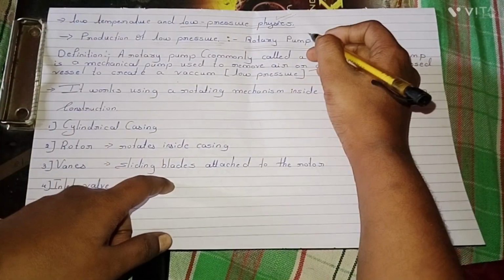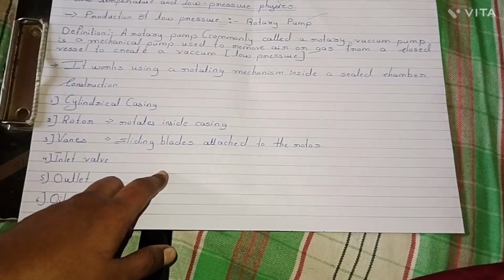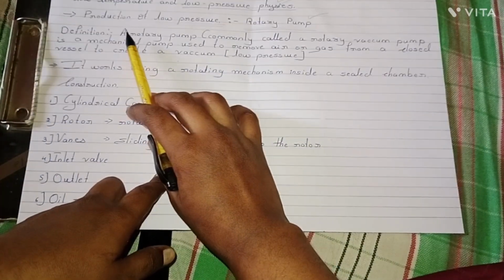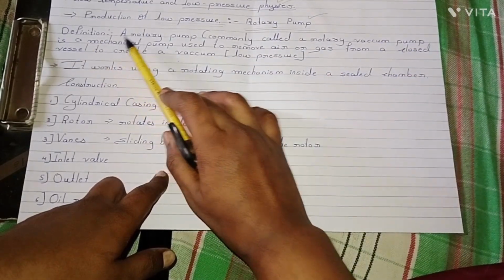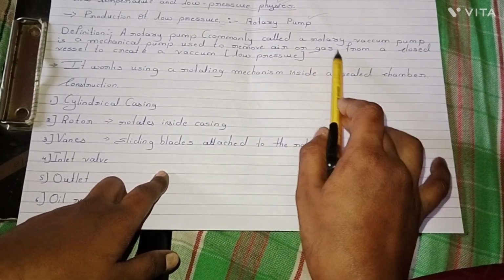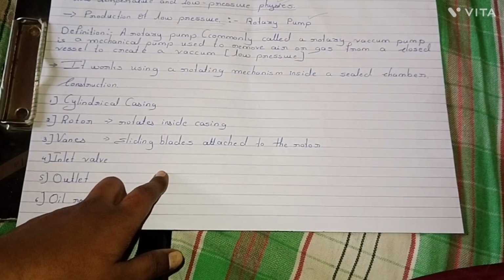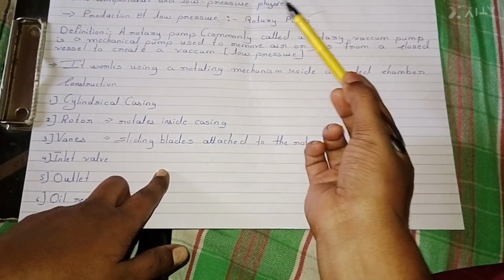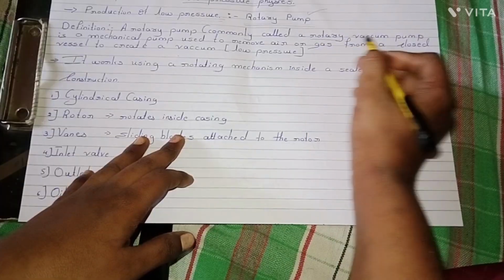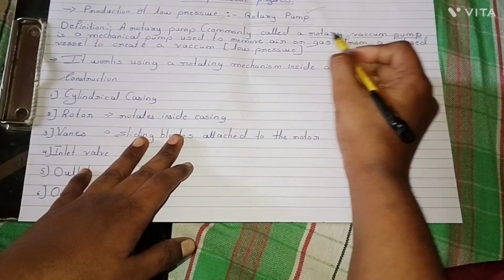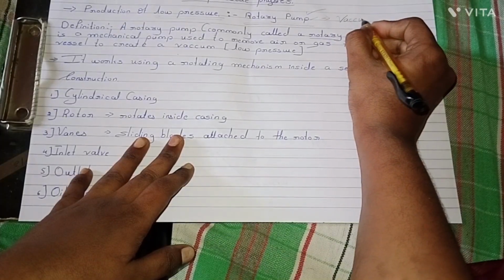In the same way, we need to know the definition of a rotary pump. A rotary pump, commonly called a rotary vacuum pump, is a mechanical pump used to remove air or a gas from a closed vessel to create a vacuum, or what is called a low pressure. Rotary pump is usually called a rotary vacuum pump because it is going to create the vacuum inside the chamber.